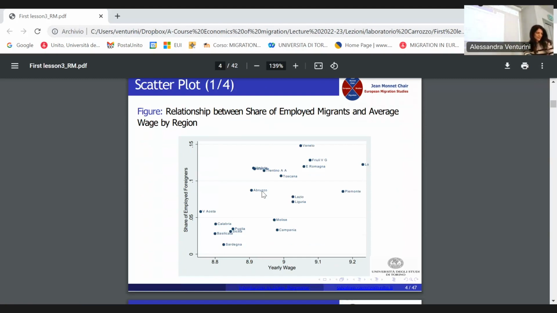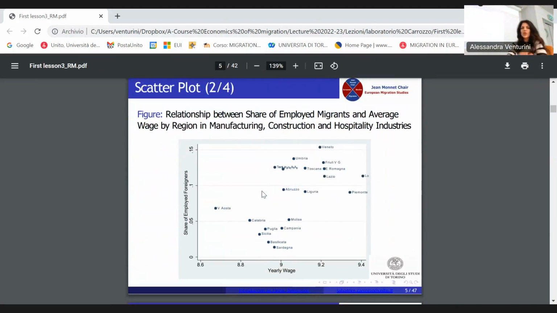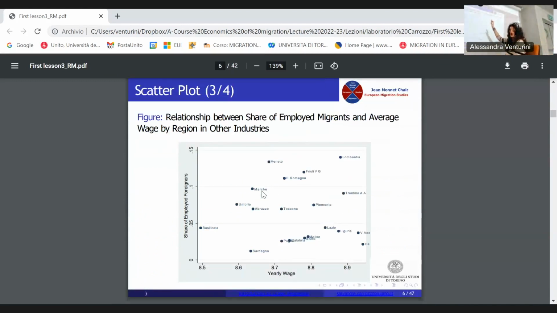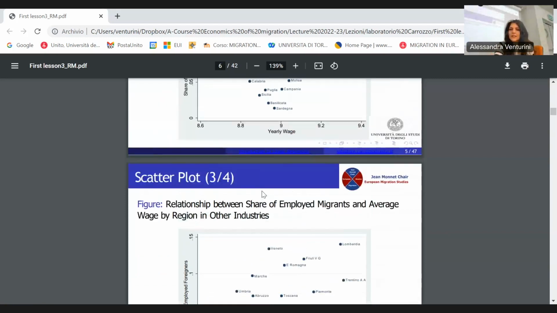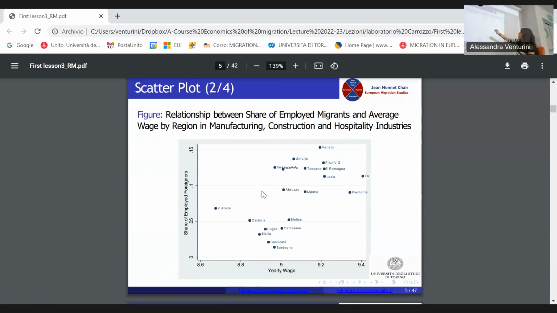But if we look at figure 2, which shows the relationship between the share of employed migrants and the average wage by region in some specific sectors such as manufacturing, construction and the hospitality industry, and then at the figure that shows the same relationship for other industries, we will see that our main relationship is driven by some specific sectors.